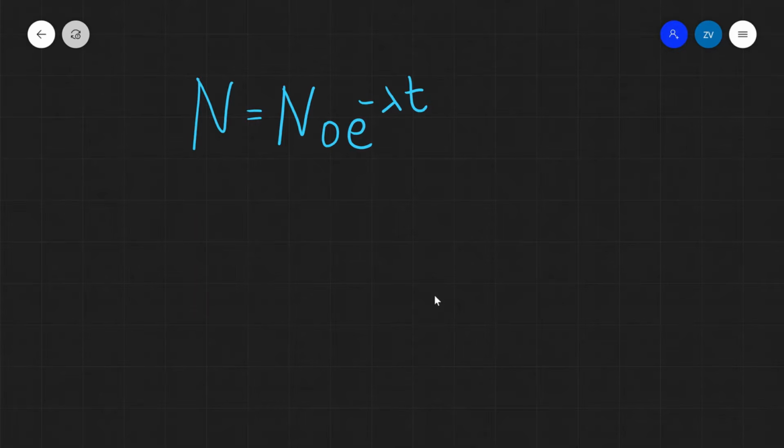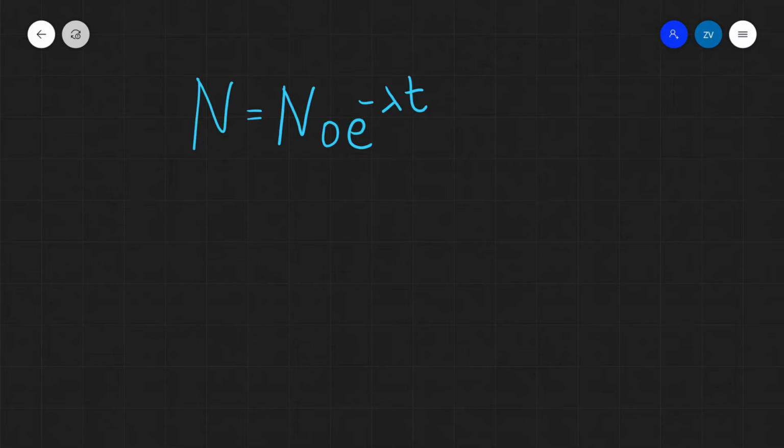Today we are going to be deriving the equation for the half-life of a radioactive substance. So let's begin. We begin by looking at the exponential decay equation for the number of particles in a radioactive substance. In this equation over here, N is the number of particles at time t, and N0 is the original number of particles. Lambda is our decay constant.